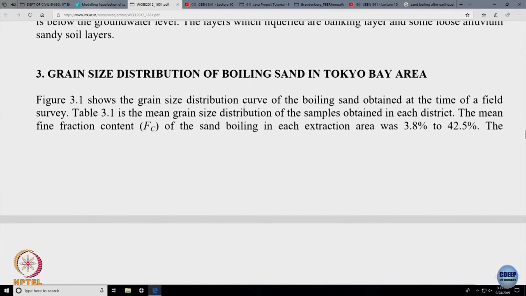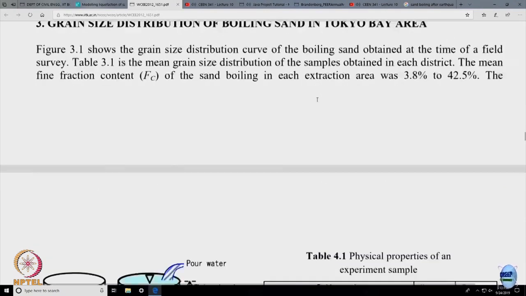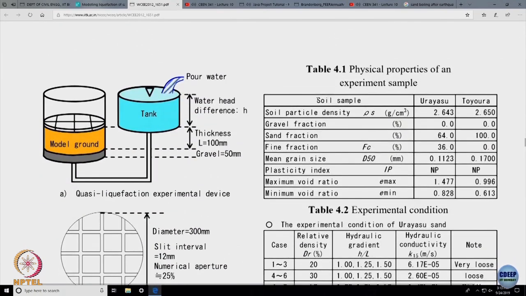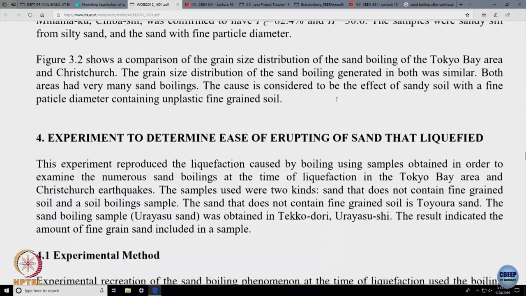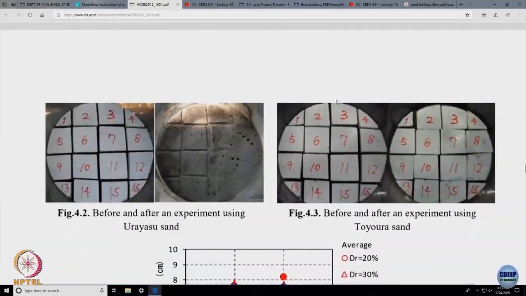How well does the solution help in understanding whether the sand will boil or not? I am sure you can realize that this is a situation which I have been discussing in the class. So, these are the basic models which are used to see whether the materials will liquefy or not, and some intrinsic material properties which get lost.